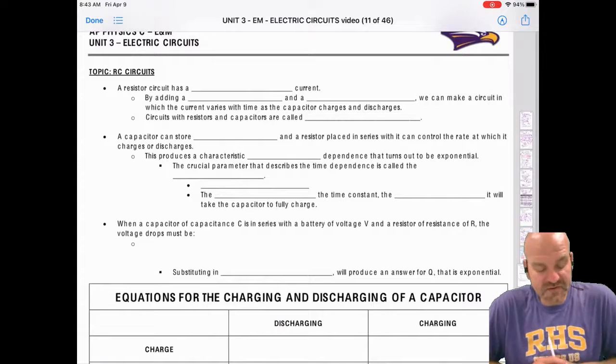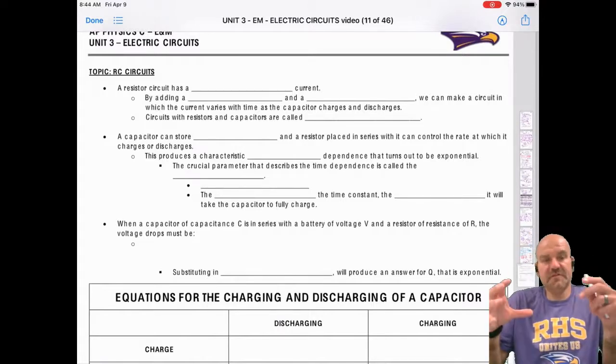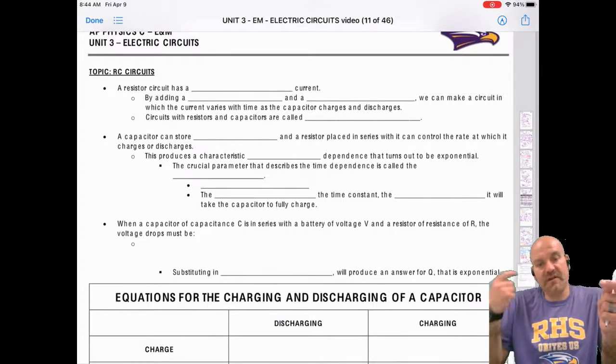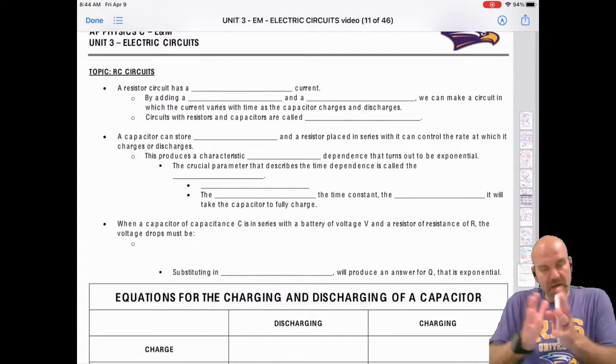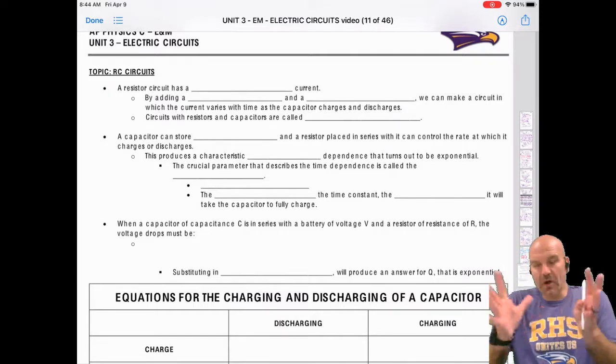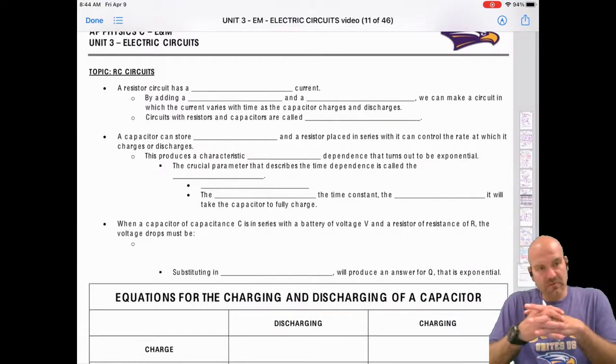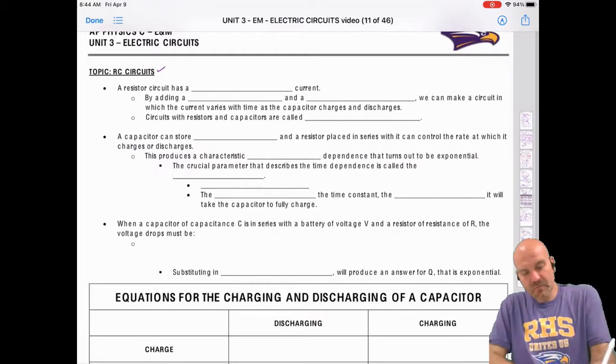Okay, so in this video, as I mentioned before, we're going to take the two types of circuits we've spoken about, a resistor-only circuit and a capacitor-only circuit, and we're going to combine them into a single circuit. There are real-world applications for this, okay?